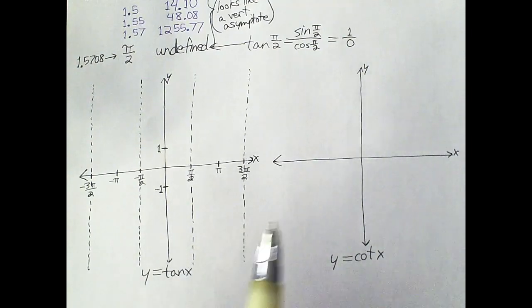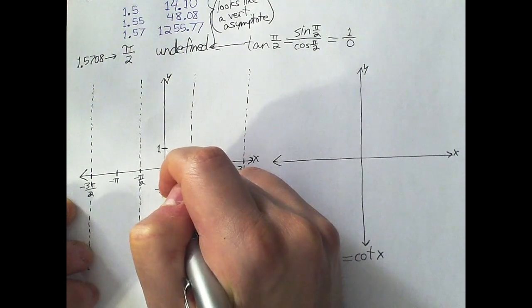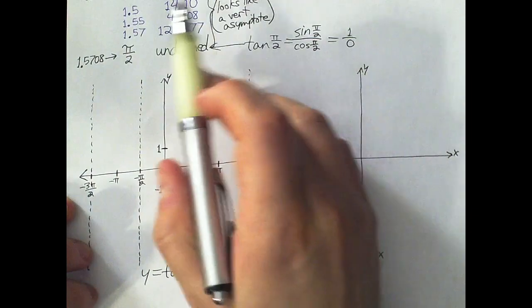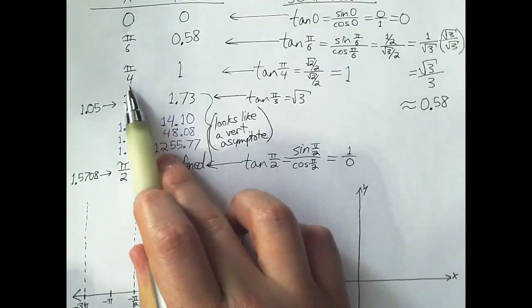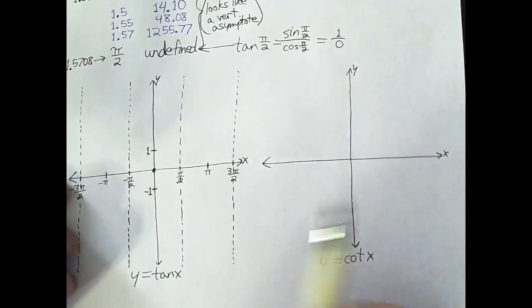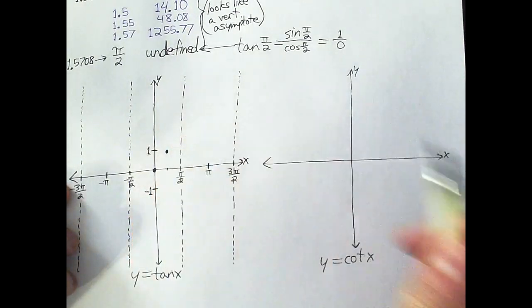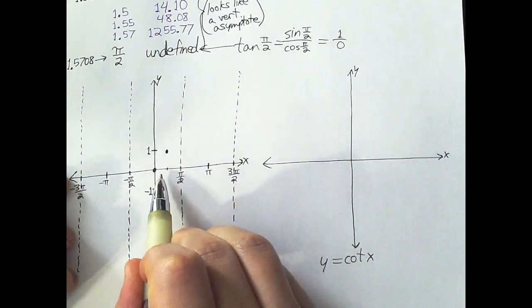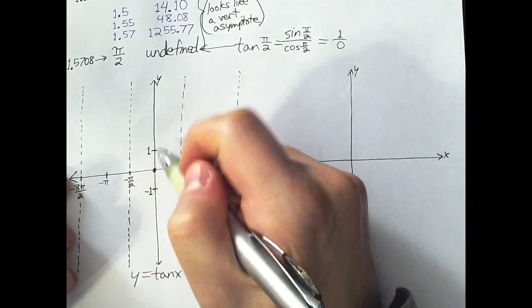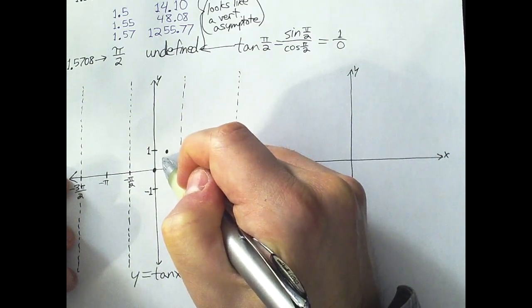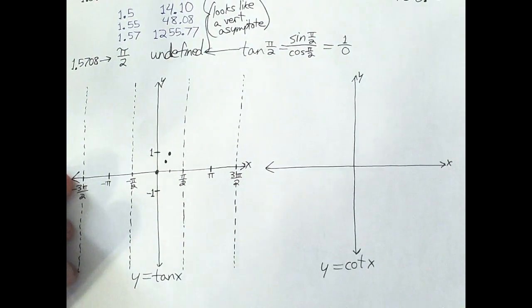Let's plot some points. We said that this graph goes through 0, 0. How about one of them was pi over 4, 1. I could plot that. Here's pi over 4. Here's 1. Can we draw pi over 6, 0.58? Where's that? About here. That's my pi over 6, 0.58.